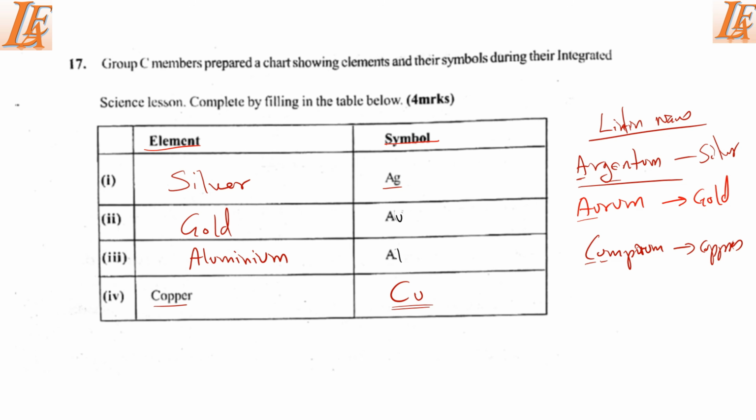The name of the element represented by Al is aluminium. The name of the element represented by Au is gold, from the word aurum for gold. Then argentum, that is silver, represented by Ag.